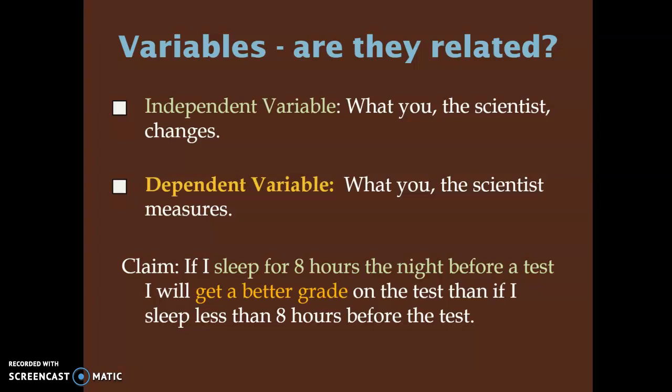So if you look at the claim at the bottom of the screen, you'll see that I colored the independent variable green and the dependent variable gold again so that they match. And what I, the scientist, am changing is the amount of sleep I get before a test. And what I'm going to measure is the grade that I get on the test. So is there a relationship between the amount of sleep I get and the grade that I get on a test?